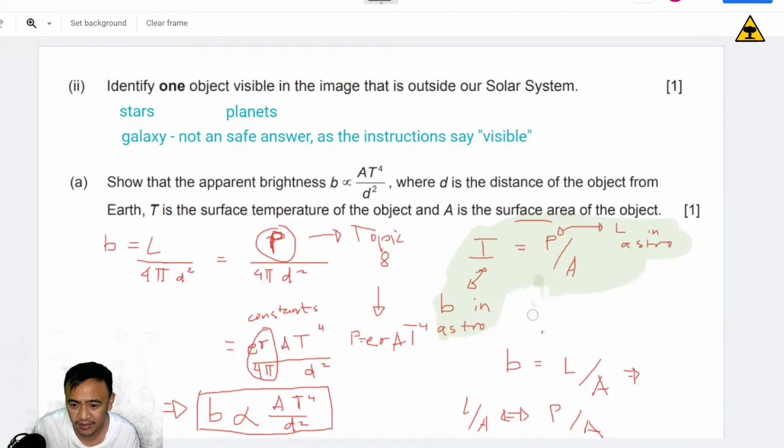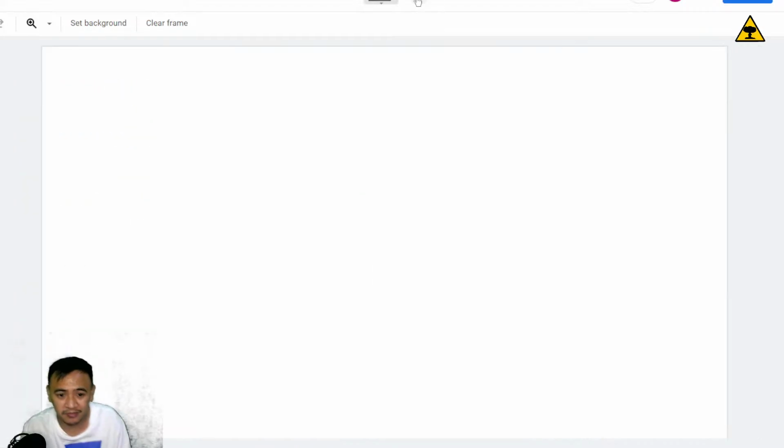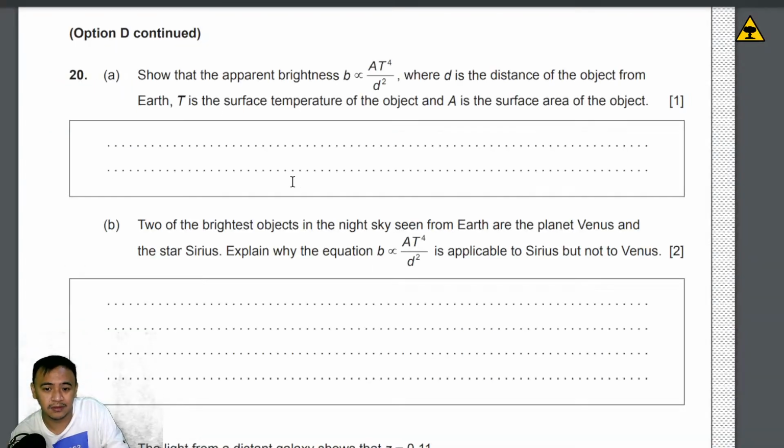Okay, let's move on. Part B. Two of the brightest objects in the night sky are the planet Venus and the star Sirius. Explain why this equation, the equation B is proportional to 84 over D squared, is applicable to Sirius but not to Venus.